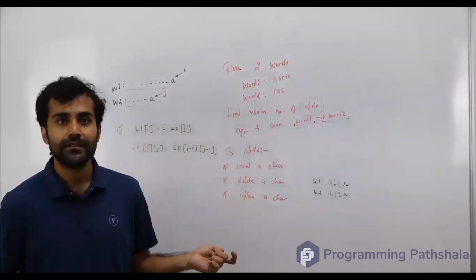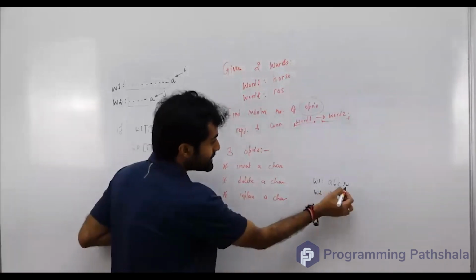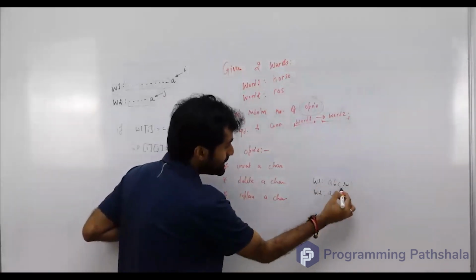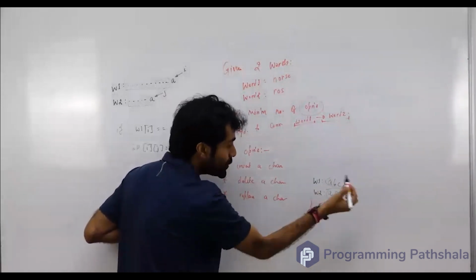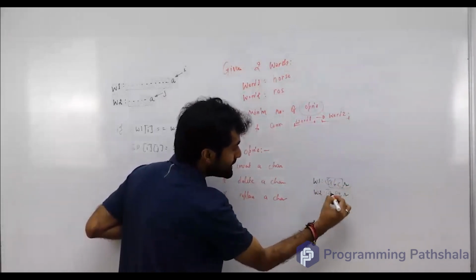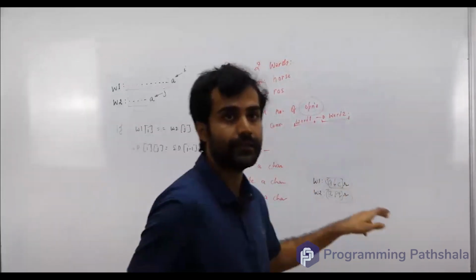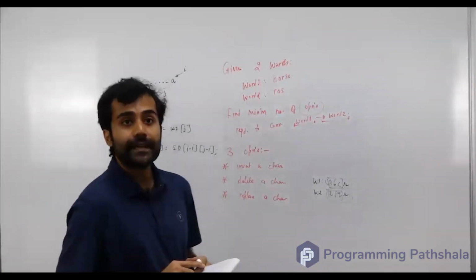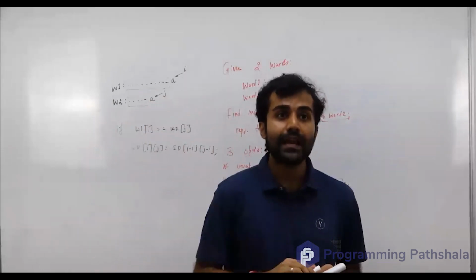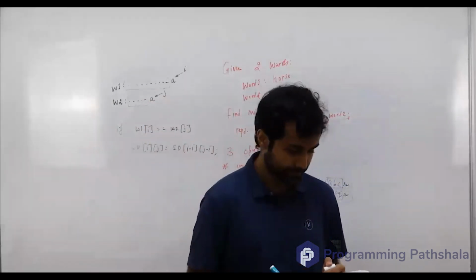No. So if the last characters are same, the edit distance of this and that is going to be the same as the edit distance of this and that. And this is exactly what I have explained here and written it there. So this was the case when the last characters matched. What if the last characters do not match?